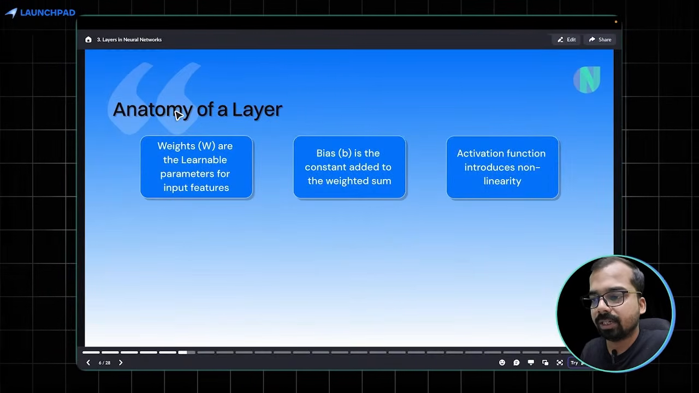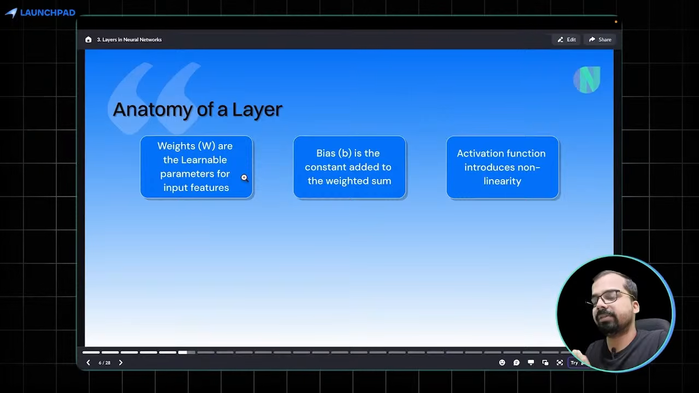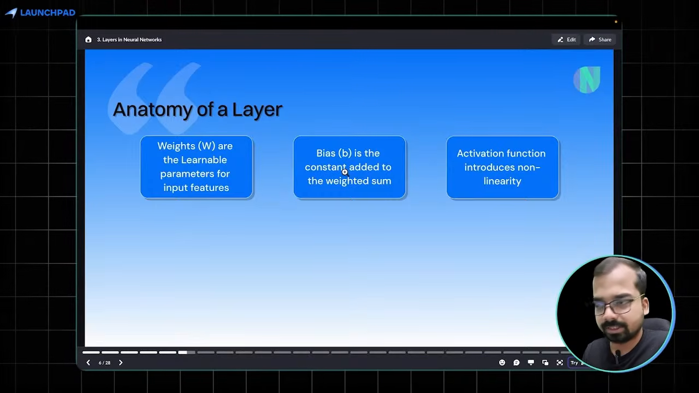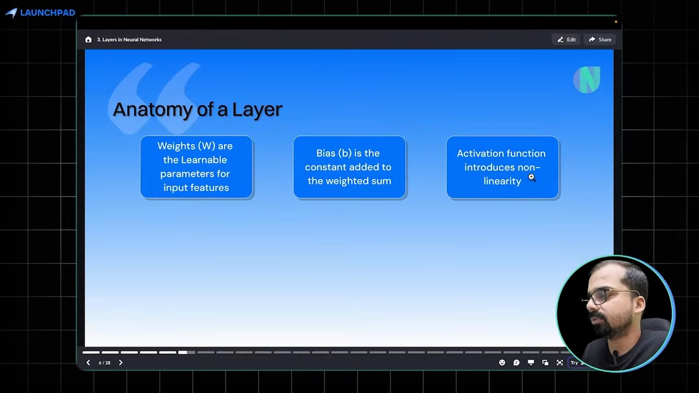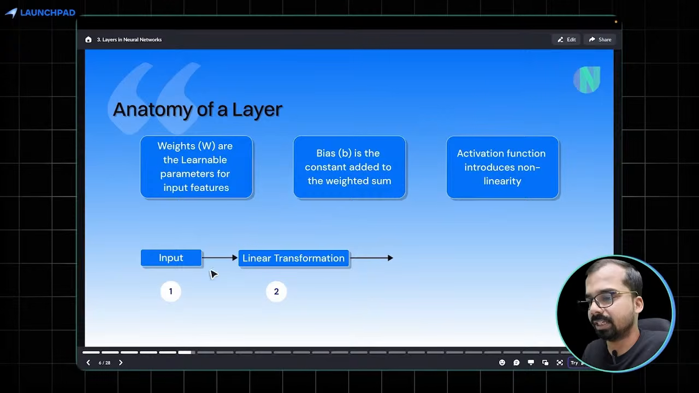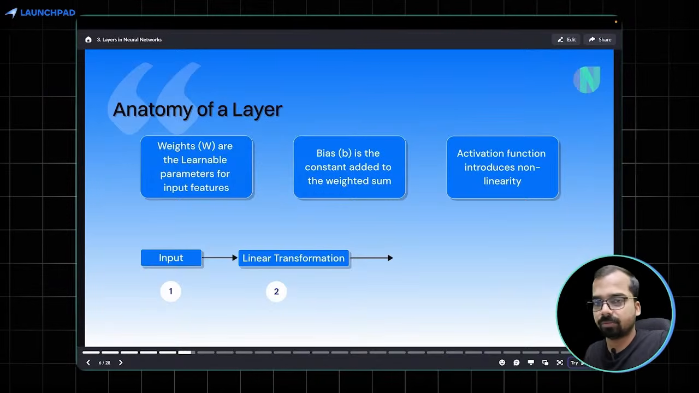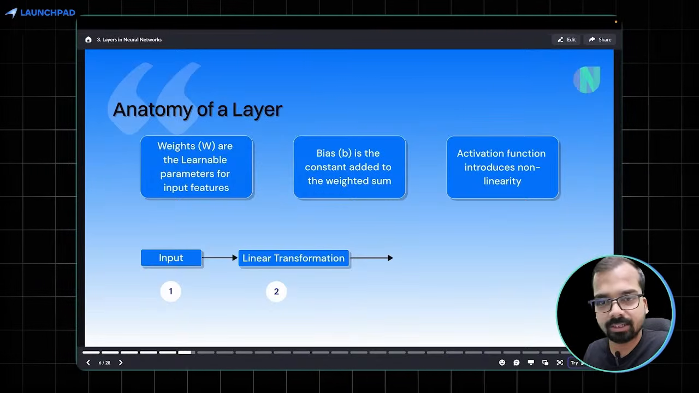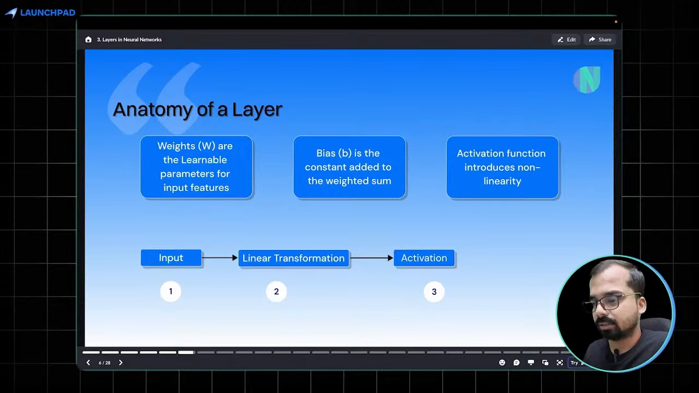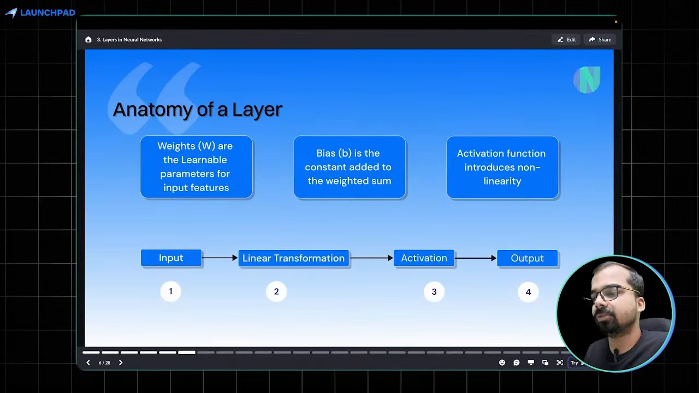So what is the anatomy of a layer? Weights W, these are learnable parameters, right? And it is learned via the training phase, that we'll see in our next class. Bias is a constant added to the weighted sum, and activation function introduces the non-linearity. So if you have an input, there is some linear transformation. By linear transformation, we mean basically Wx plus B. So we multiply the weights and add the bias. That is a linear transformation. And then we apply the activation function, because we saw that plain perceptron cannot handle all the use cases, and it needs activation function, and then you get the output.